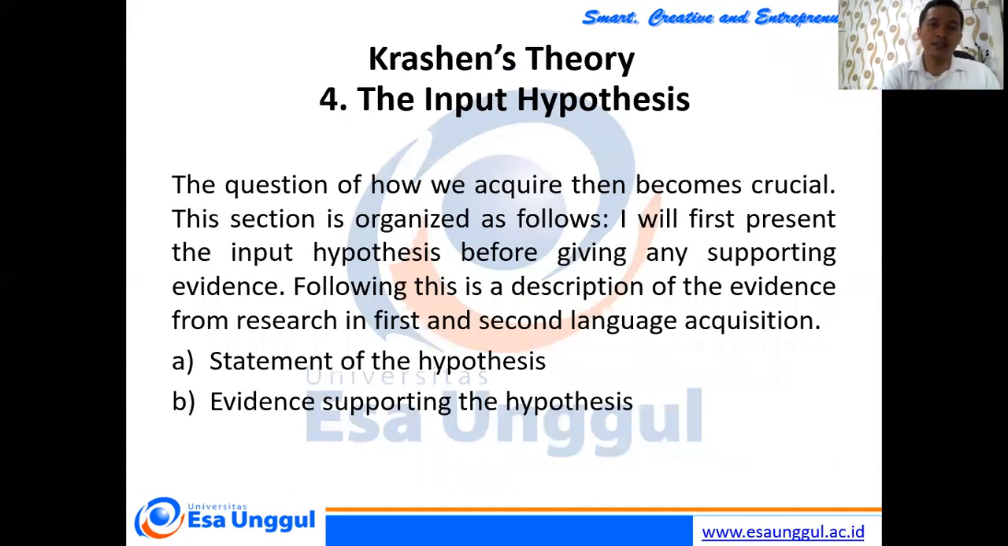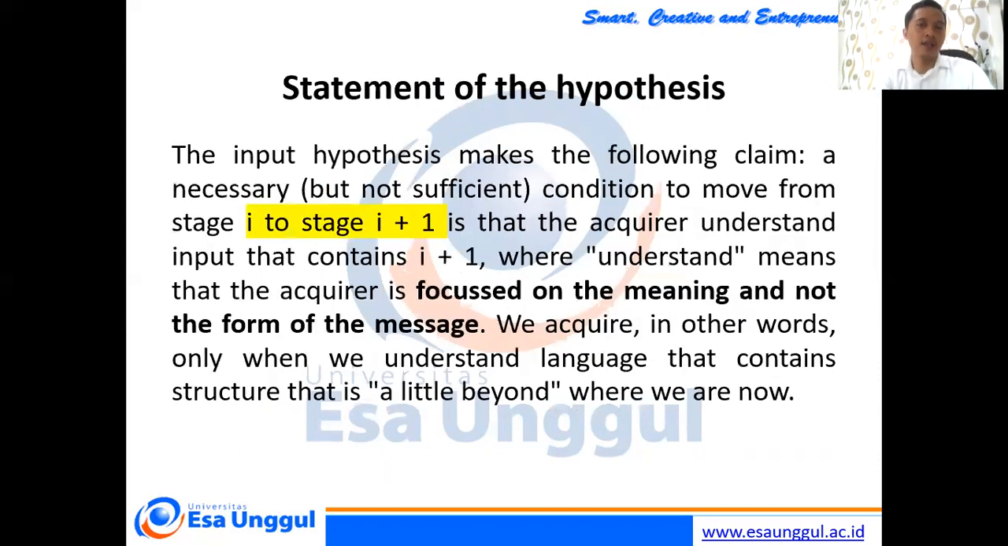And then next in creation theory is the input hypothesis. According to the input hypothesis, there are two descriptions. Number one is a statement of the hypothesis, and number two is the evidence supporting the hypothesis. Okay, the statement of the hypothesis.